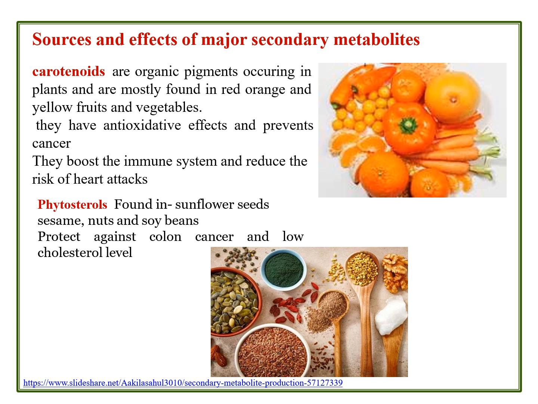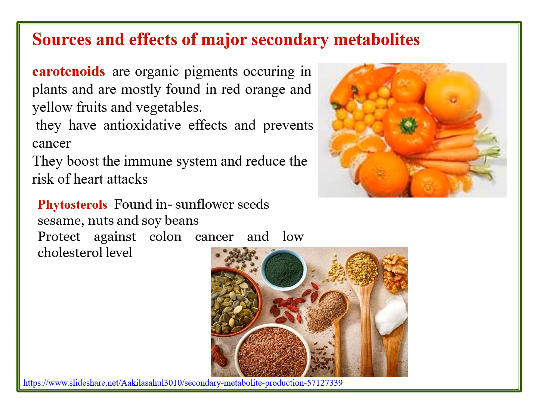So let us see the sources and effects of major secondary metabolites. Carotenoids, as we all know, are the yellowish pigments occurring in plants and mostly found in red, orange, and yellow fruits and vegetables. They have antioxidant effects and prevent cancer. They boost the immune system and reduce the risk of heart attacks. So in that way, secondary metabolites play a significant role in human life.